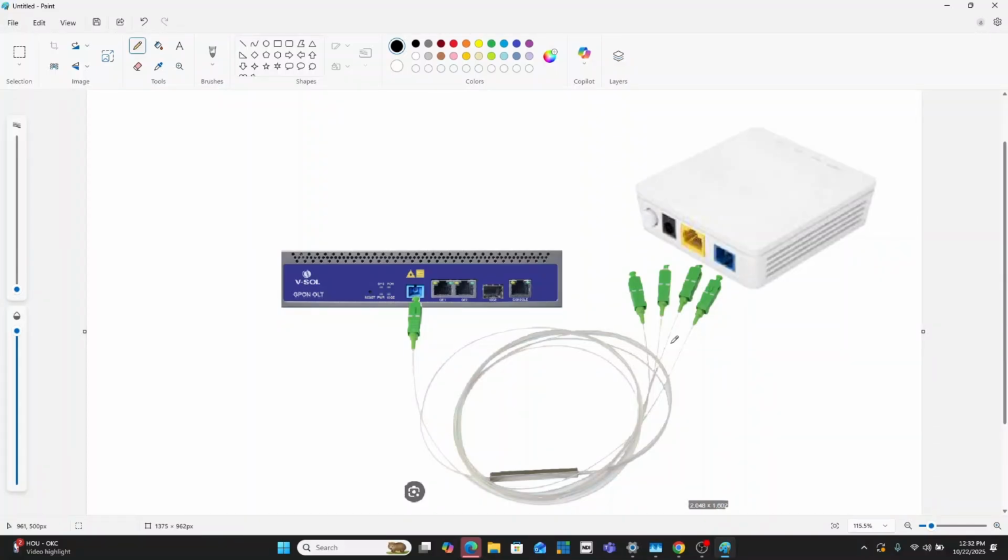Why did you say active? Now, why I said active is because you can use two fiber optic cables for each customer. We should use two fiber optic cables for each customer.